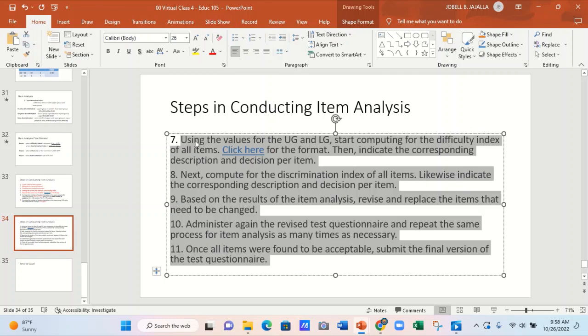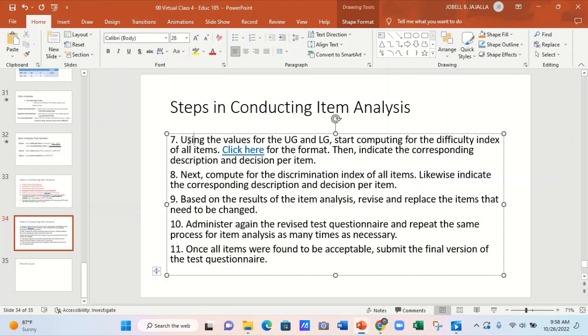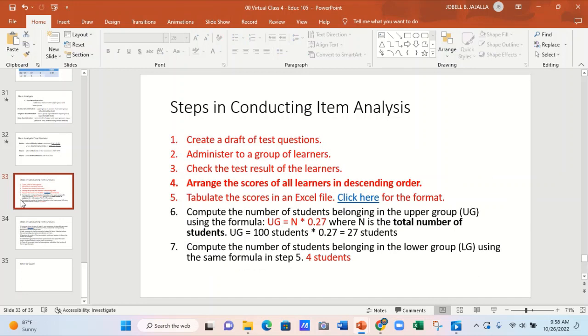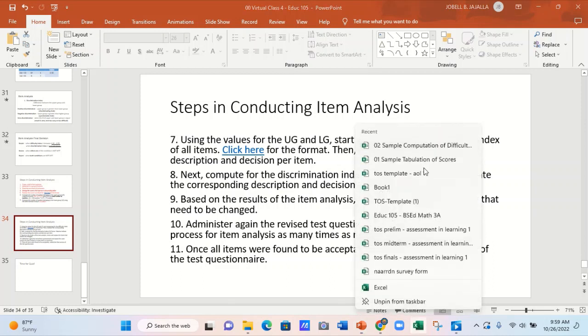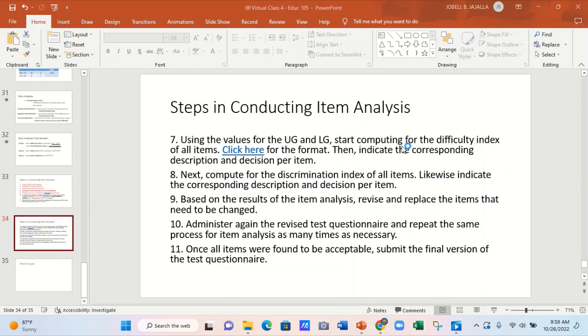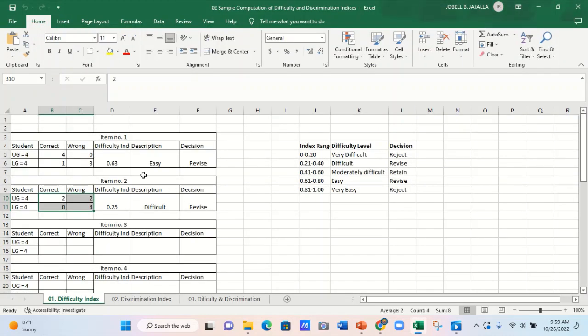So now continue tayo. After computing the number of the upper group and the lower group members, this is now the time to start solving for the difficulty index. Sorry. I will show you a sample of the computation table for that one. So in the item number 1 and for the rest of the items, mao ni ang matrix natong i-follow. And beside that is the interpretation table.